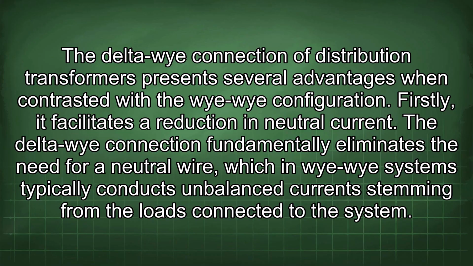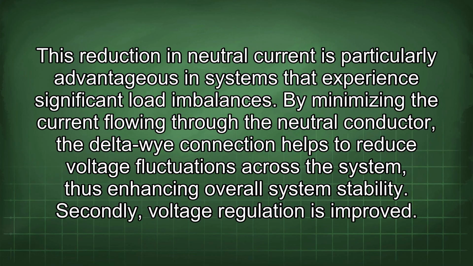The Delta-Wye connection of distribution transformers presents several advantages when contrasted with the Wye-Wye configuration. Firstly, it facilitates a reduction in neutral current. The Delta-Wye connection fundamentally eliminates the need for a neutral wire, which in Wye-Wye systems typically conducts unbalanced current stemming from the loads connected to the system. This reduction in neutral current is particularly advantageous in systems that experience significant load imbalances.